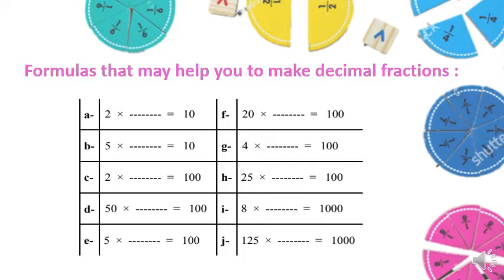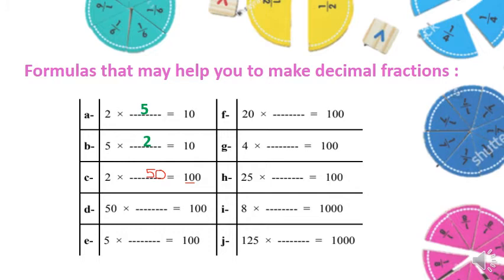Now, these are some formulas that may help you to make decimal fractions. When you see in the denominator 2, you have to multiply it by 5 to give you 10. And whenever you see 5, you multiply it by 2 to give you 10. Okay, 5 and 2 are friends. If you have 2 and you want to write it as 100, I know that 5 times 2 give me 10. I have 1 extra 0, so I put here an extra 0. So 2 times 50 give me 100.